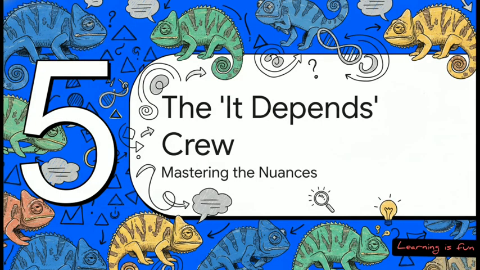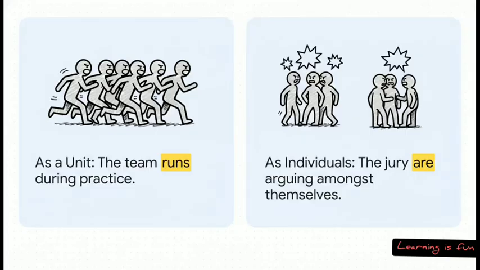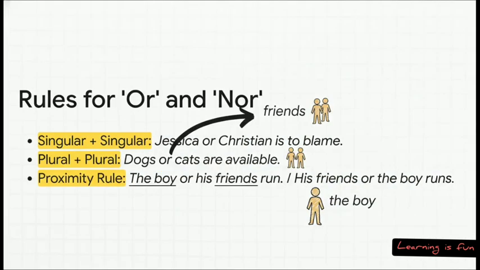Okay, now we are wading into the deep end. These are what I like to call the grammar chameleons, words that literally change their verb agreement depending on how you use them in a sentence. Collective nouns are the perfect example. Words like team, family, jury. When the group is acting like a single unit, all doing the same thing, the verb is singular. The team runs. But the second the members of that group start acting like individuals, the verb becomes plural. The team are arguing.